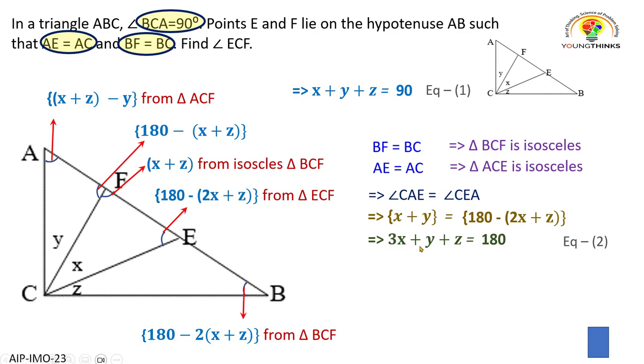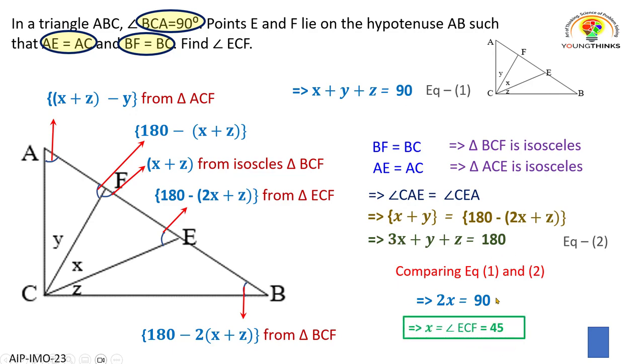Now, out of this 3x plus y plus z, the x plus y plus z itself is 90 degrees. So from 180 degrees, if you compare, the 2x part is going to be 90 degrees because x plus y plus z is already 90 here. So the remaining 2x is equal to 90 degrees, and hence x is equal to 45 degrees, which means your ECF, which is actually equal to x degrees, is 45.